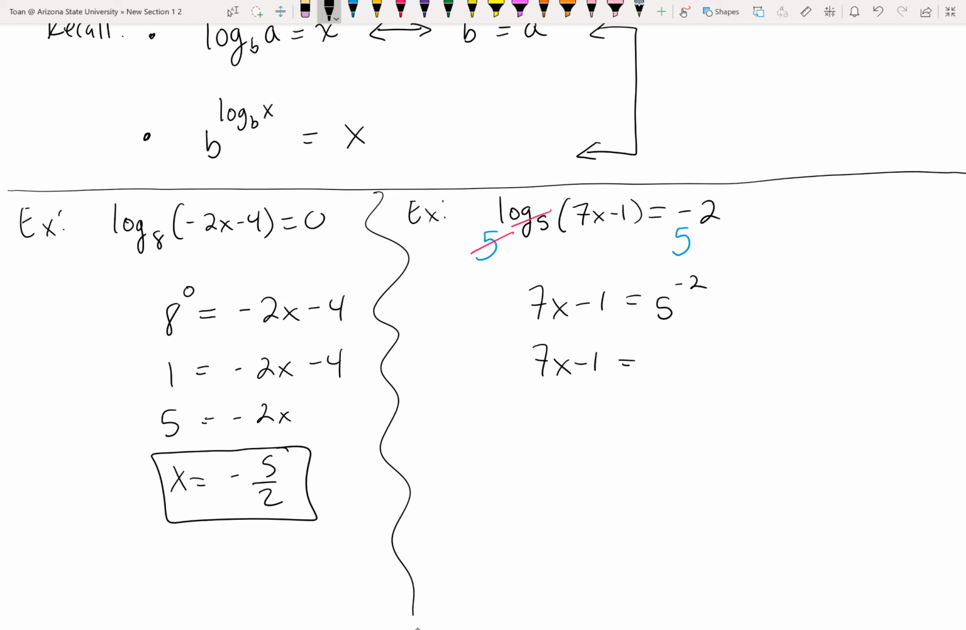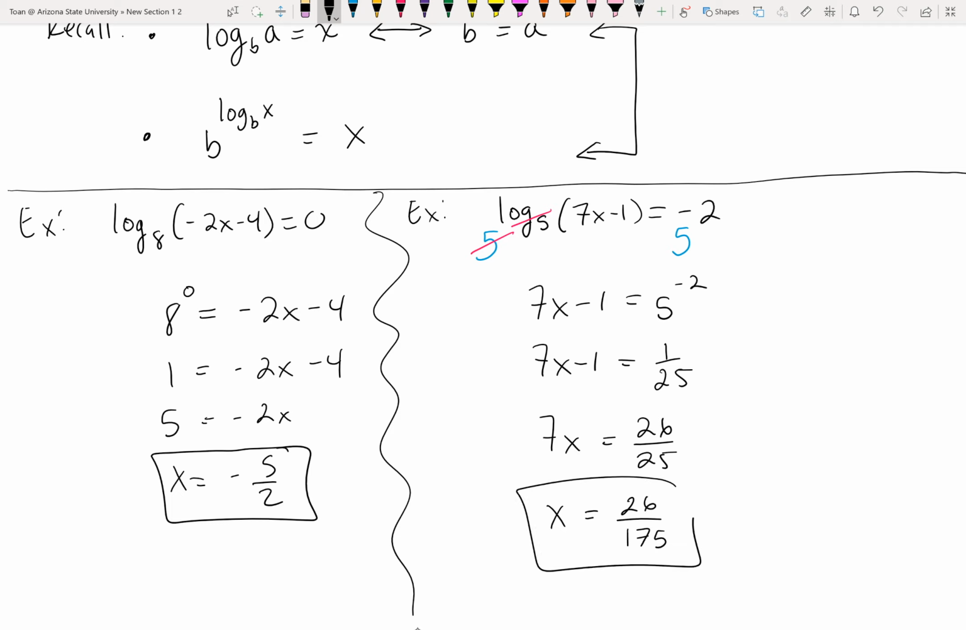7x minus 1 equals, this guy right here is 1 over 25. Let's add the 1. So that's 26 over 25. And then let's divide both sides by 7. If you divide both sides by 7, x equals 26 over 175. Yeah. There we go. Easy peasy.